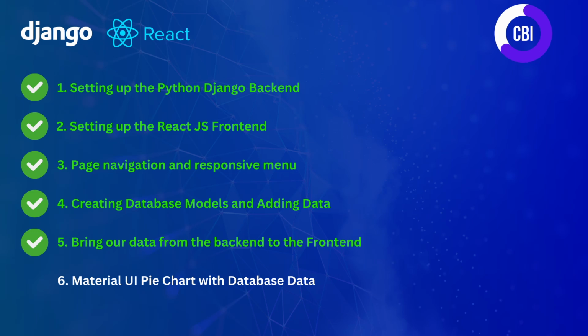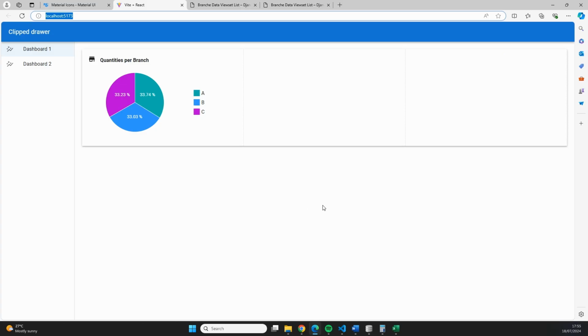In this video, we're going to continue and we're going to visualize our database data into a pie chart with Material UI charts. The objective of this video is to display the quantities across different branches of our data on the React.js frontend. And that's going to look something like what you see on the screen right now.